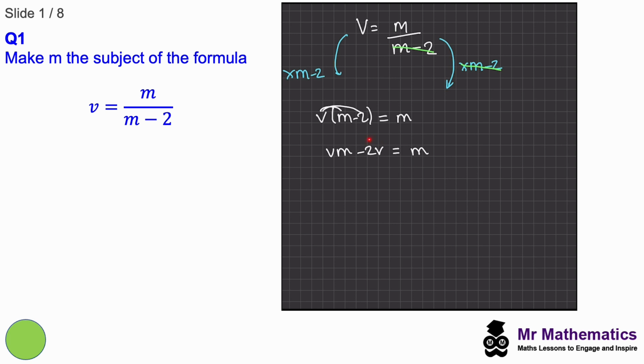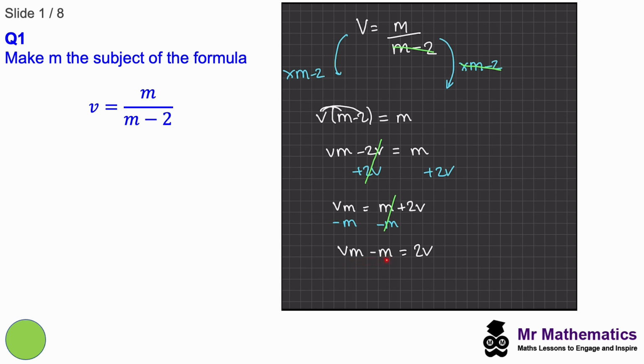So now I'm going to move the negative 2v to the right-hand side by adding 2v to both sides. And this negative 2v will cancel with positive 2v to make 0. So now we have vm is equal to m plus 2v. Now we'll move this positive m to the left-hand side by taking away m from both. These will cancel, so we have vm minus m is equal to 2v.